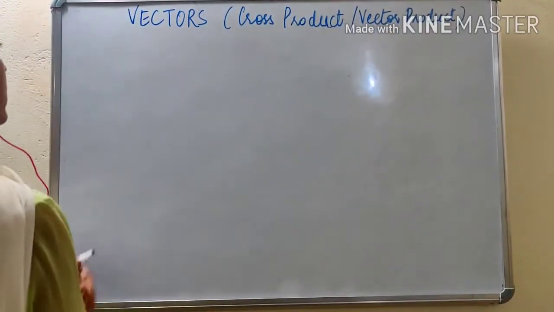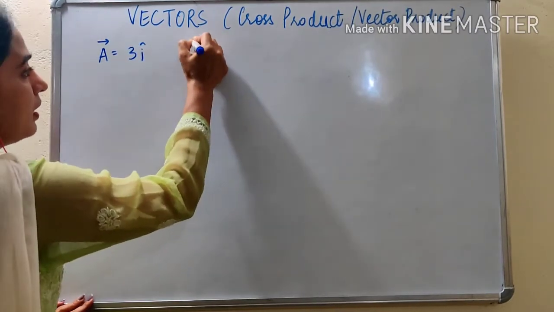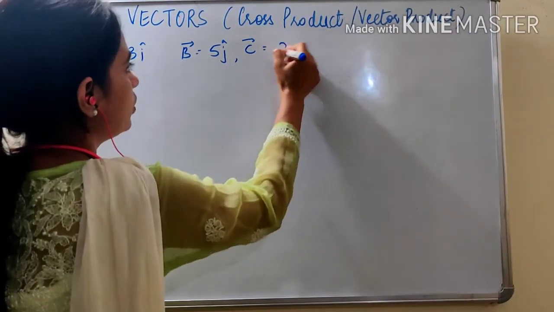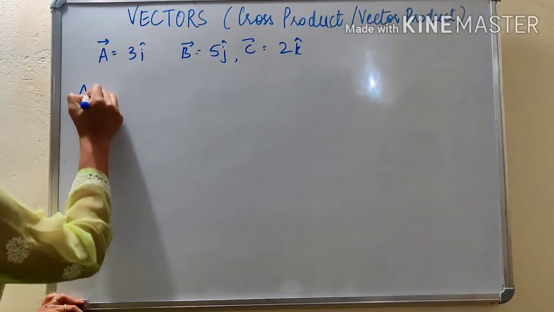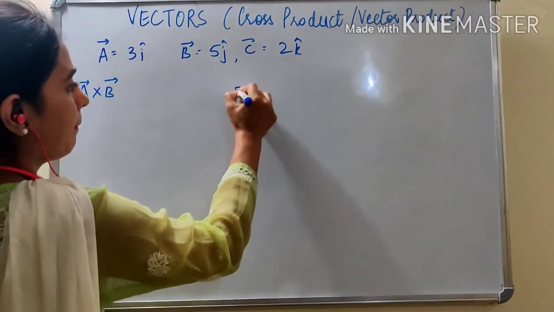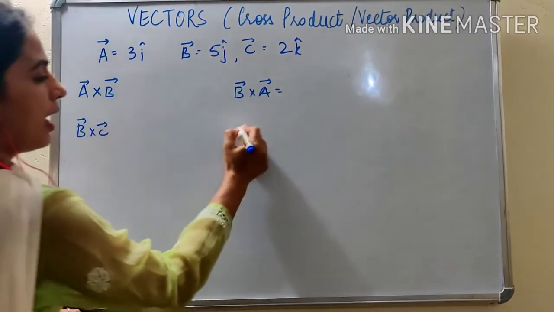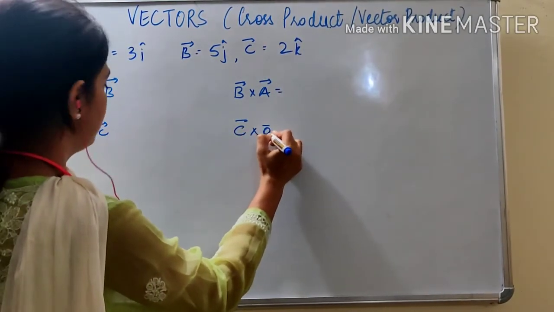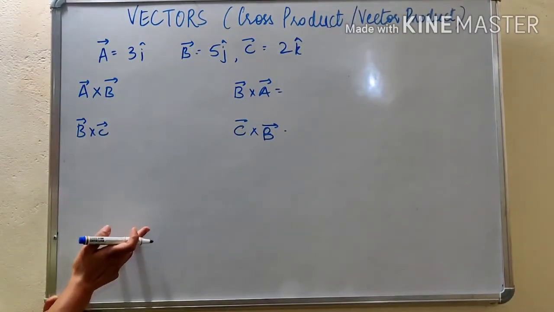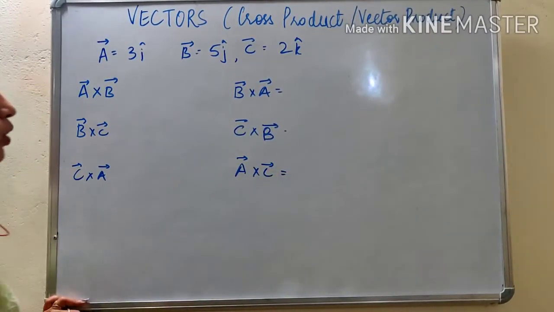For example, I give you 3 vectors. Let us say vector A is equal to 3i cap, vector B is equal to 5j cap, and vector C is equal to 2k cap. Okay? Give me the value of A cross B, B cross A, then B cross C and C cross B, and C cross A and A cross C. Okay? Give me all these values.